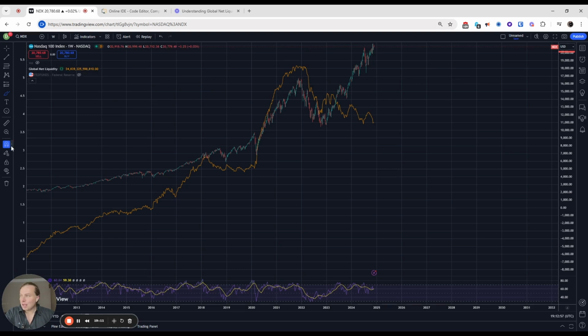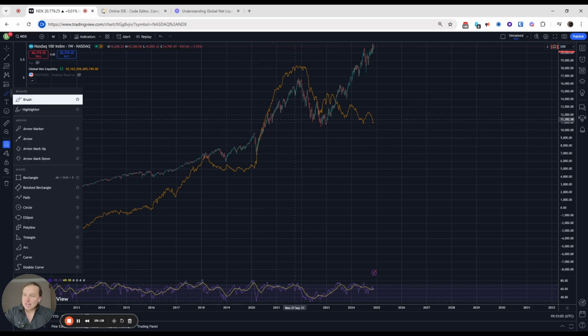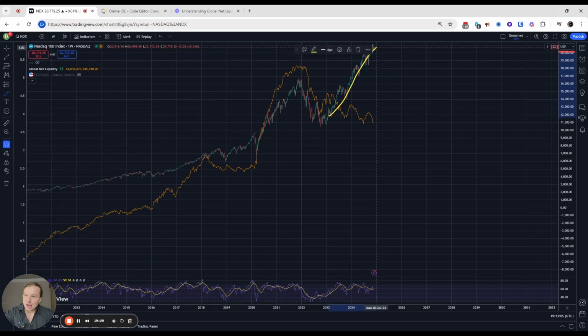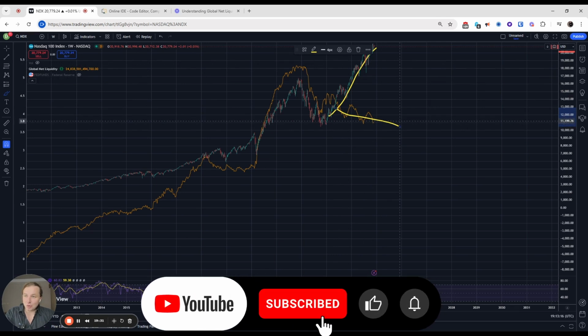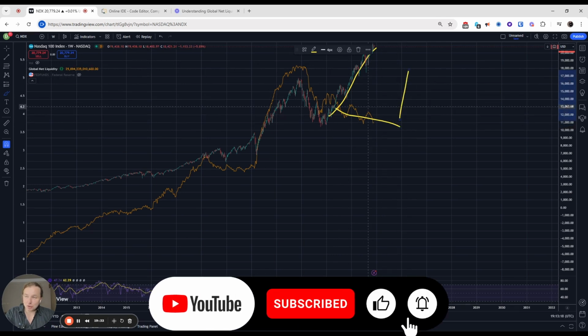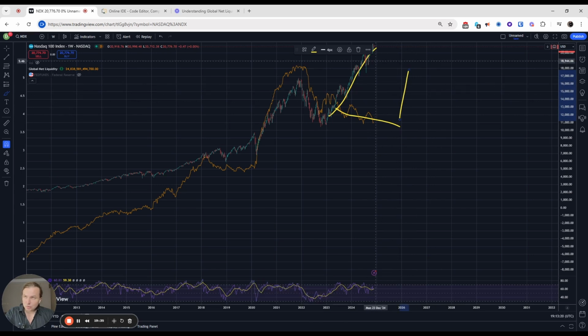Now, if history is any indication, in terms of what happens in these scenarios where we have large divergences between total net liquidity and the overall stock market, one of two things pretty much needs to happen, in my opinion. Either that total net liquidity needs to go up, meaning they're printing more and more money into the actual system, or the stock market needs to come down. You can see this throughout history.